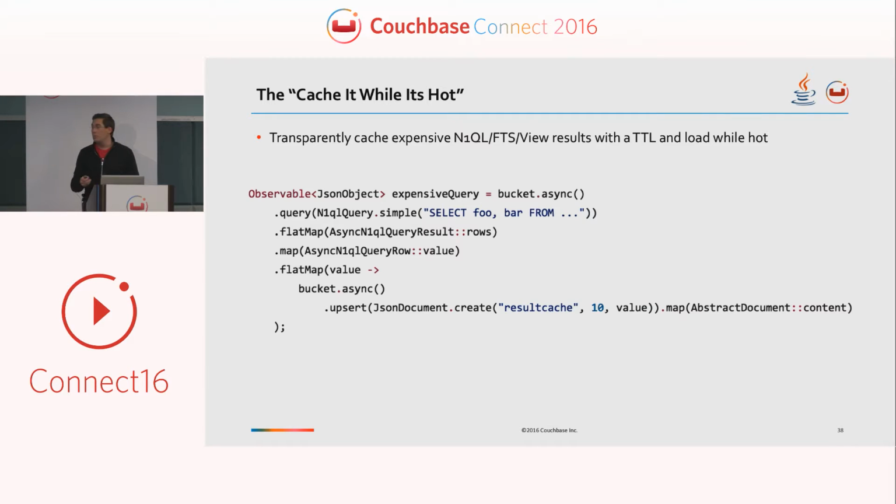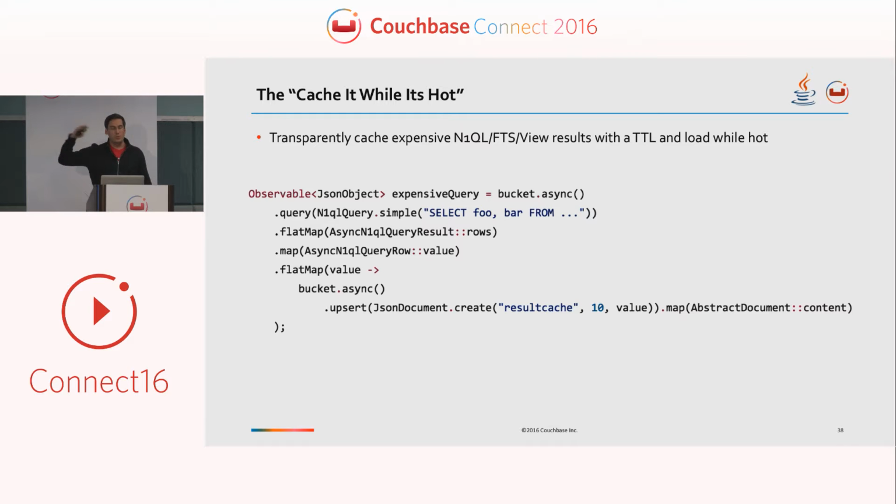So what we do is we use flatmap again to call upsert on our database and say, okay, for every result that comes back from Nickel, we will create our result cache document with a time to live of 10 seconds. So what this will do is it will create the document, and then it will live on the server side for 10 seconds, and then it will vanish. So automatically, transparently, when you run the code here, for 10 seconds you will get the cache response, and after 10 seconds it will go away, you will do another Nickel query, and then you would get the cache again, right?